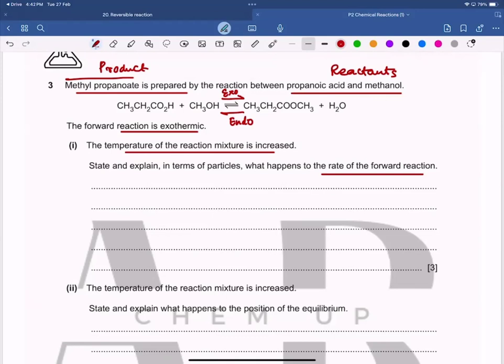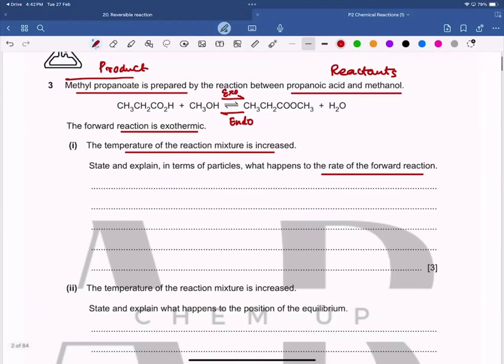You have to move step by step from the scratch. When you increase the temperature, think what happens to the particles. Obviously, particles gain energy. When particles gain energy, it means now particles have more energy than the previous temperature, which leads to more frequent collisions. And when there are more frequent collisions, the rate will increase.